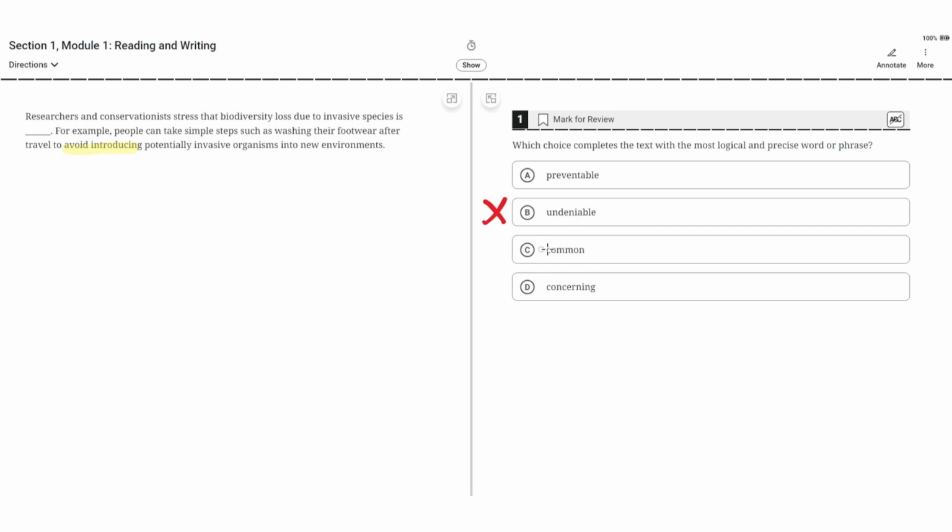C, common. This is incorrect because, like B, the second sentence doesn't discuss how biodiversity loss due to invasive species is common or that it occurs regularly. Rather, it discusses how biodiversity loss can be avoided or stopped. D, concerning. This is incorrect because although the second sentence implies that biodiversity loss due to invasive species is concerning, it more so focuses on how it can be avoided. So D is incorrect, and the correct choice is A.